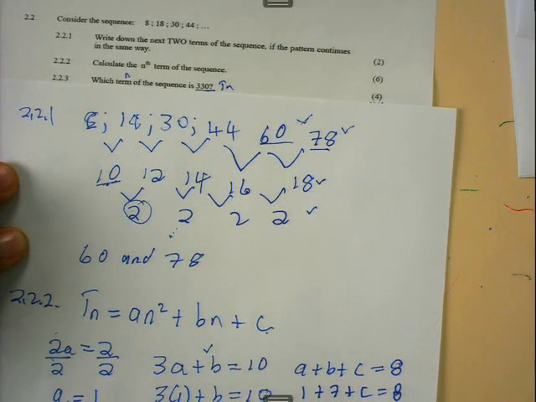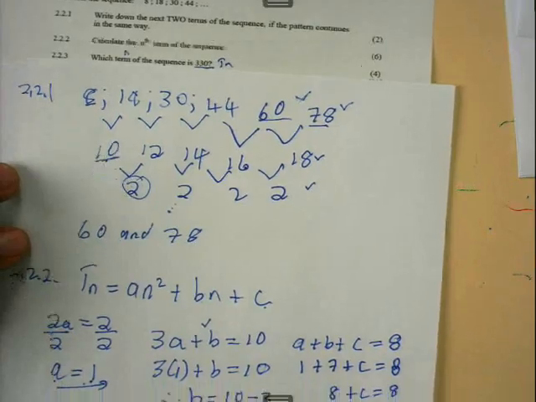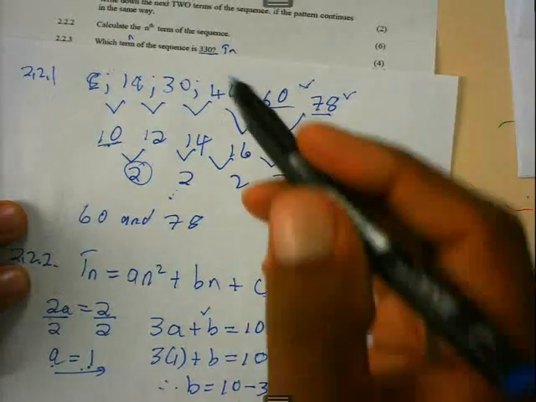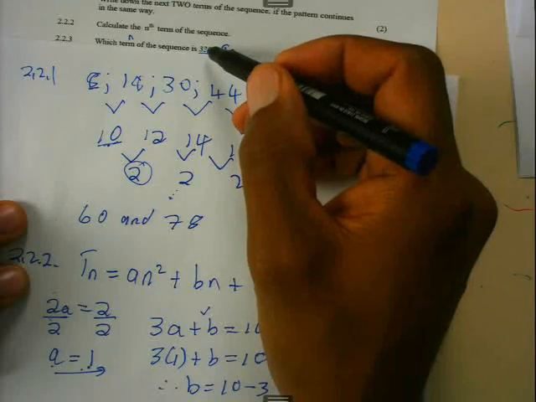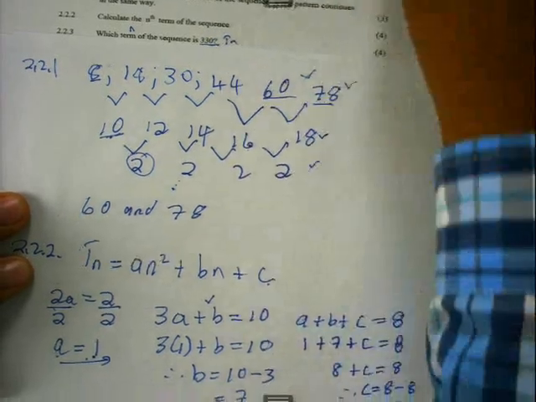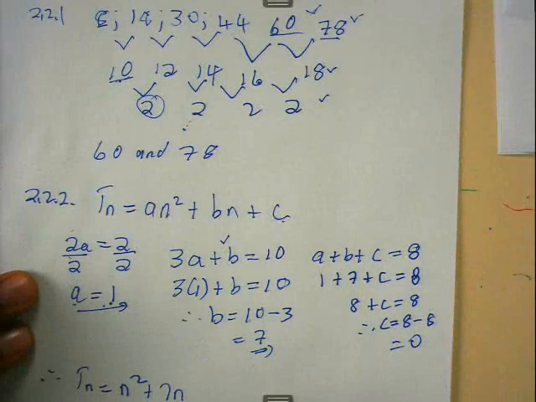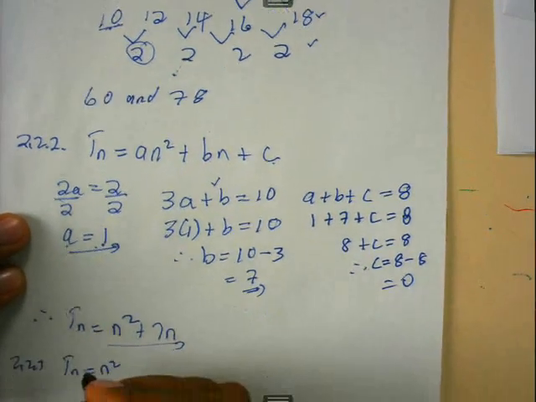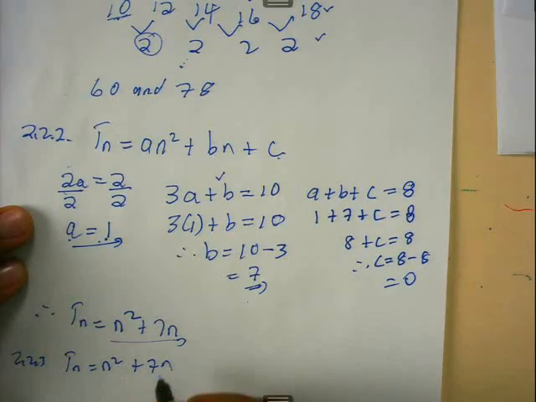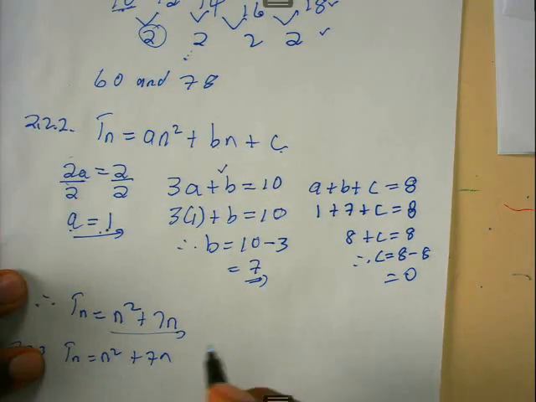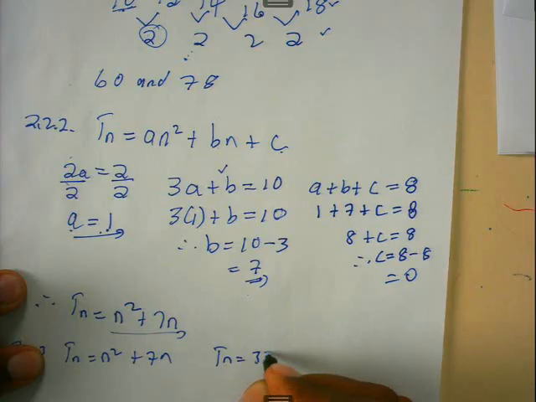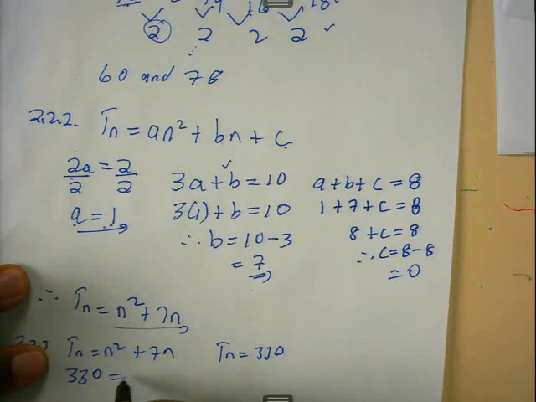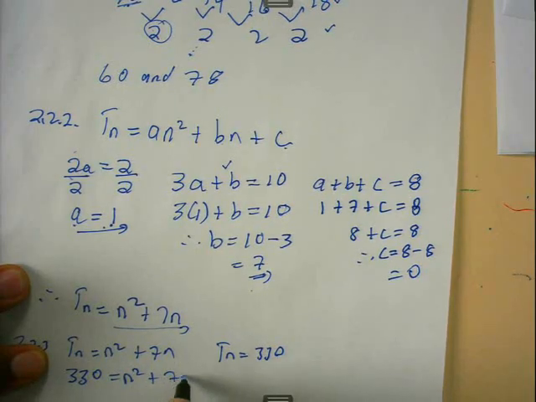Therefore, from here, what is it that we are going to do? Because we have the general term. We are just going to take the general term, then we equate it to 330. Then it means, boys and girls, we are going to say now 2.2.3, we have Tn is equal to n squared plus 7n. Now, because we know that Tn is 330, you just equate this to say 330 is equal to n squared plus 7n.